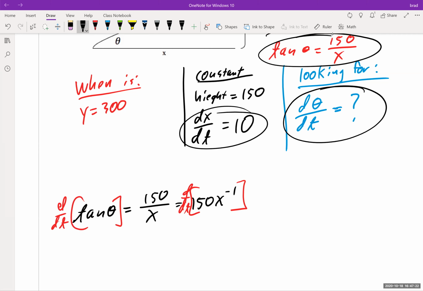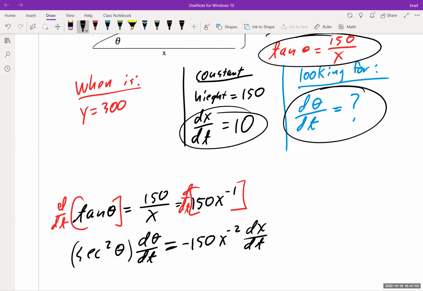So this will become, what's the derivative of tangent? The derivative of tangent would be secant squared theta, but then you just took the derivative of tangent theta with respect to t. So we must attach the derivative of theta, which is d theta dt. That's the chain rule, right? And then this equals, the derivative of this would be negative 150 x to the -2, but I just took the derivative of x with respect to t, so I have to attach a dx dt right there. Okay, take the power, put it in front, rewrite the inside, reduce the power by 1.